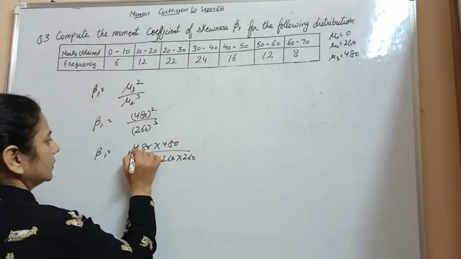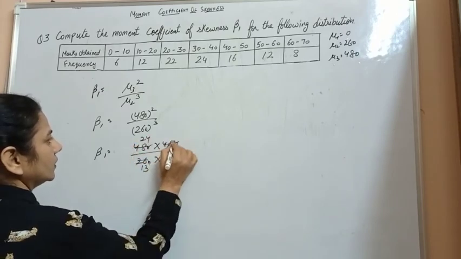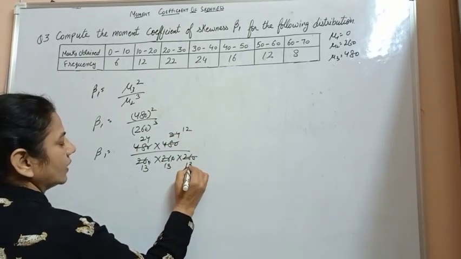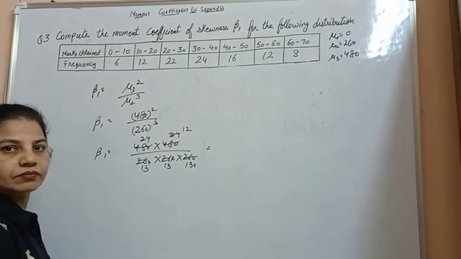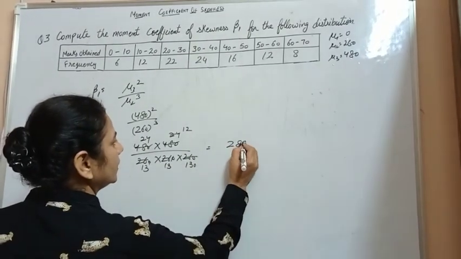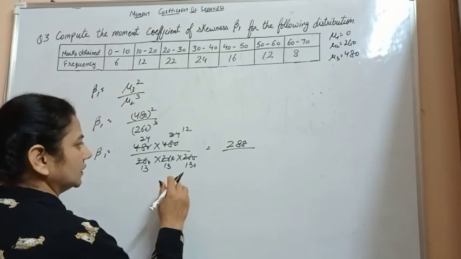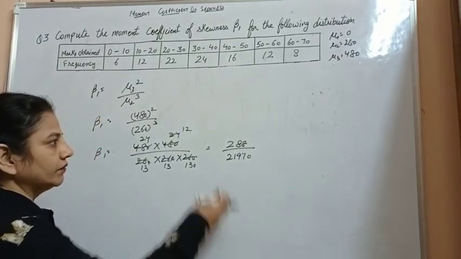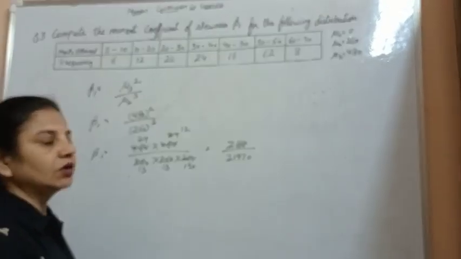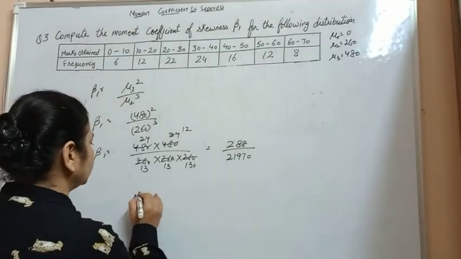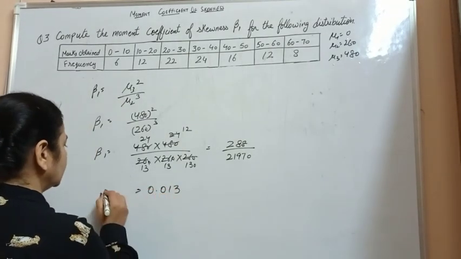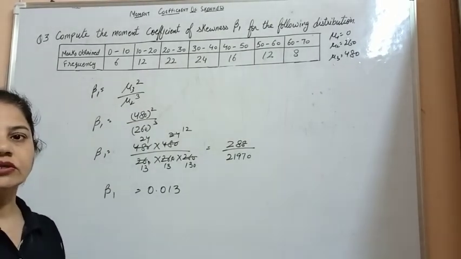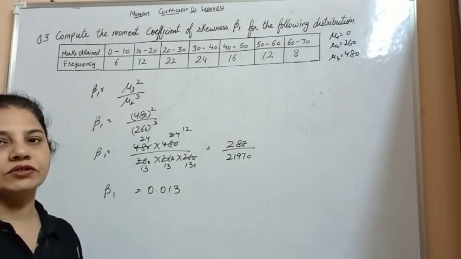Simplifying, you will get 288 in the numerator, and 13 cube is 2197. Now divide 288 by 21,970. This gives you the result as 0.013. So we have the moment coefficient of skewness as 0.013. So this is how you have to calculate the moment coefficient of skewness.